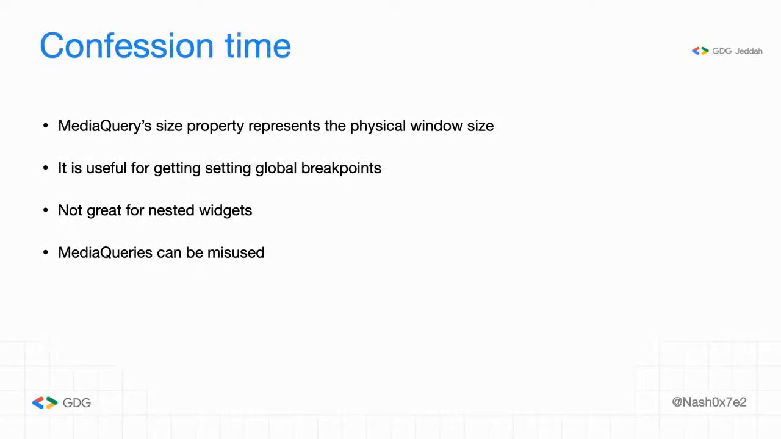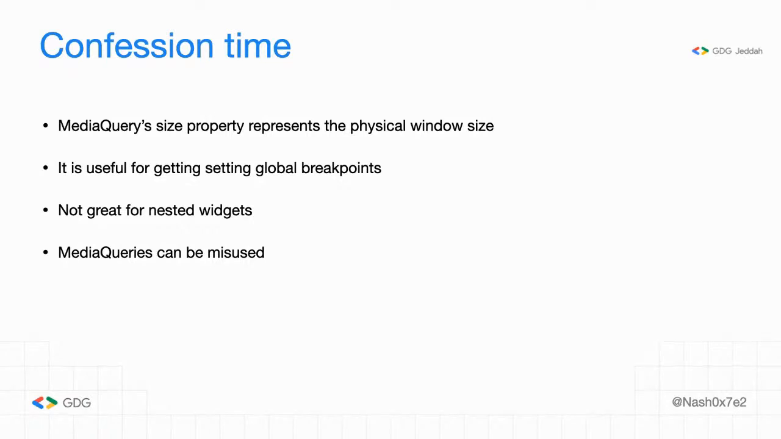So here's a bit of background. The MediaQuery size that you access represents the physical window size. Now, this is really good because it tells you the actual size of the window the Flutter view is running in. So it's great for setting global breakpoints. So if you want to set a breakpoint for a tablet device, then you can examine the size property and set your breakpoints. But using the global window size in a nested widget may not be the greatest idea.